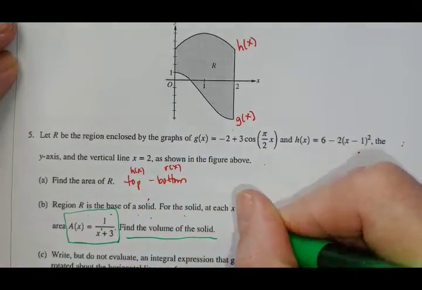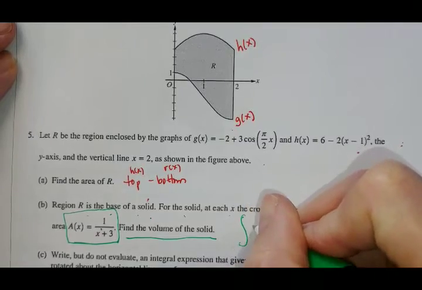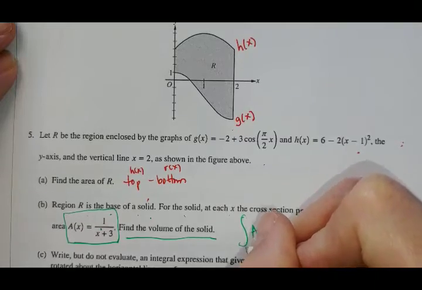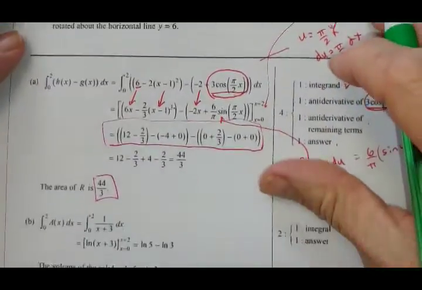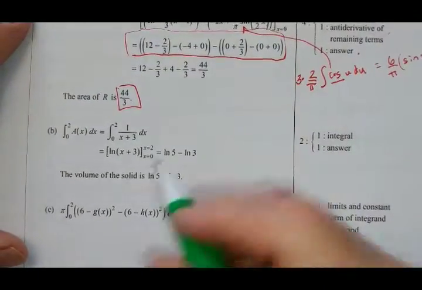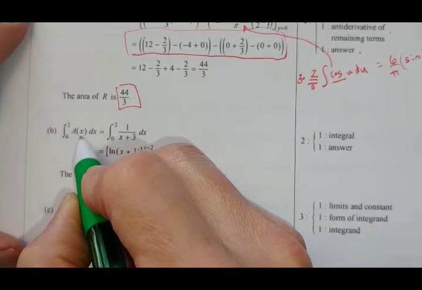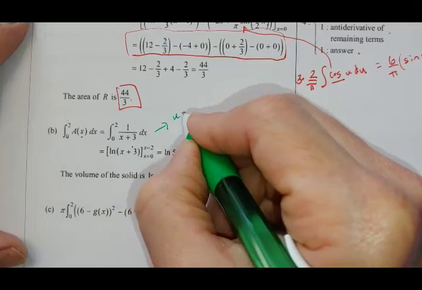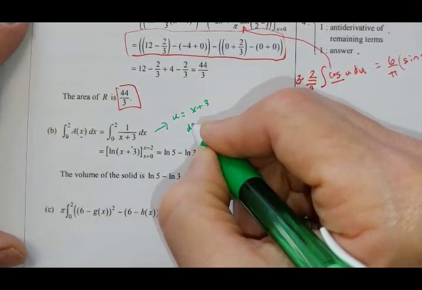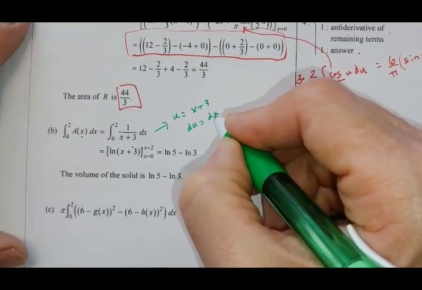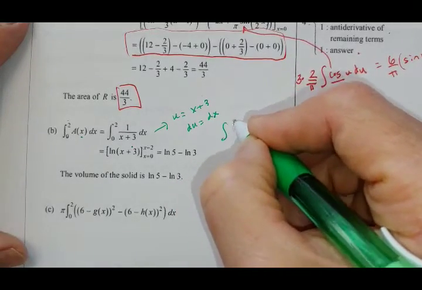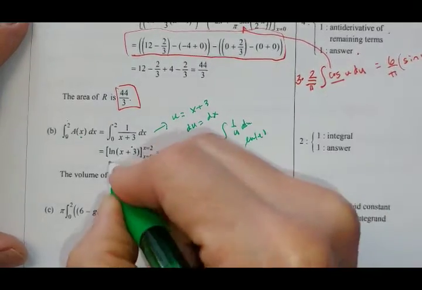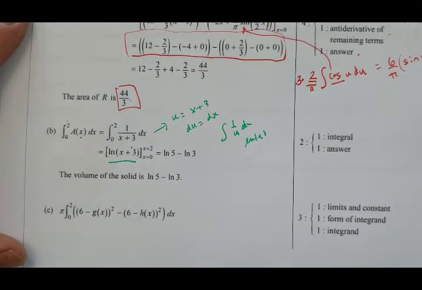Find the volume. So remember, when we're doing by cross sections, we accumulate that area formula from the low bound, in this case, of 0 to the high bound of 2. So all we have to do here is accumulate from 0 to 2 the area formula, which is 1 over x plus 3. If we do that as a u sub, u is equal to x plus 3. du is equal to dx, so we don't really have to compensate for anything. So that's the antiderivative of 1 over u du, which is ln absolute value of u. So that's where the ln of absolute value of x plus 3 comes from.